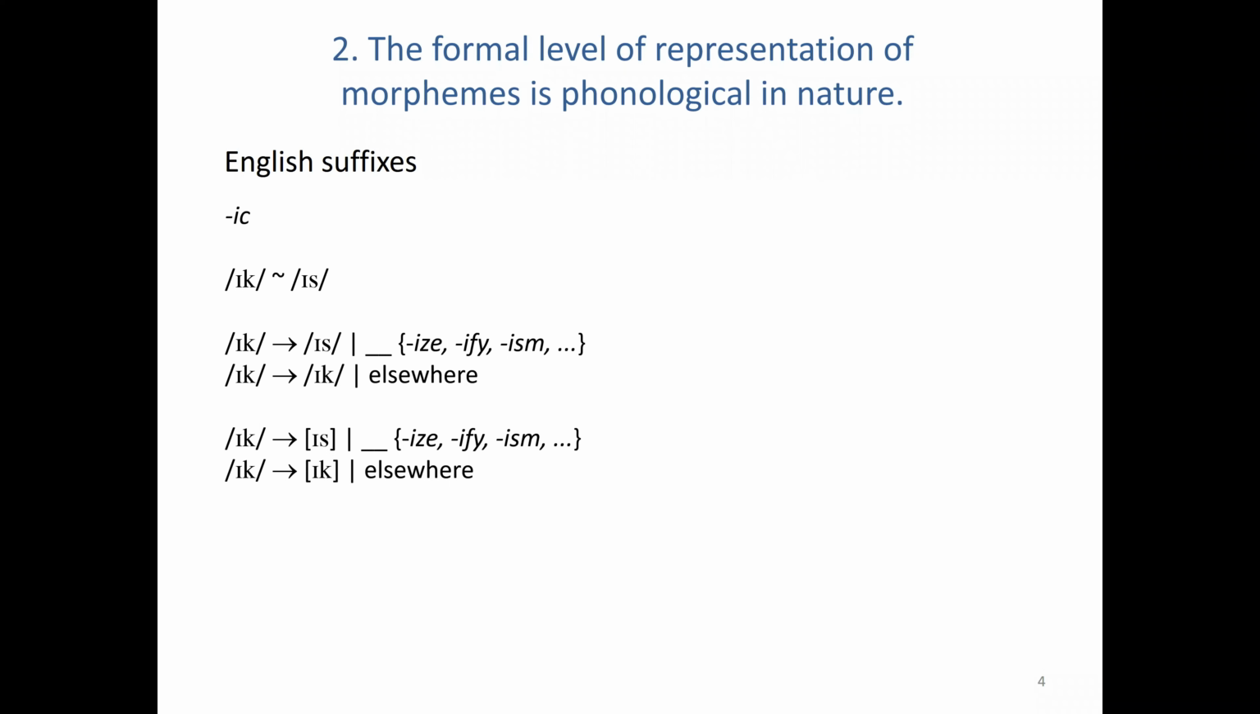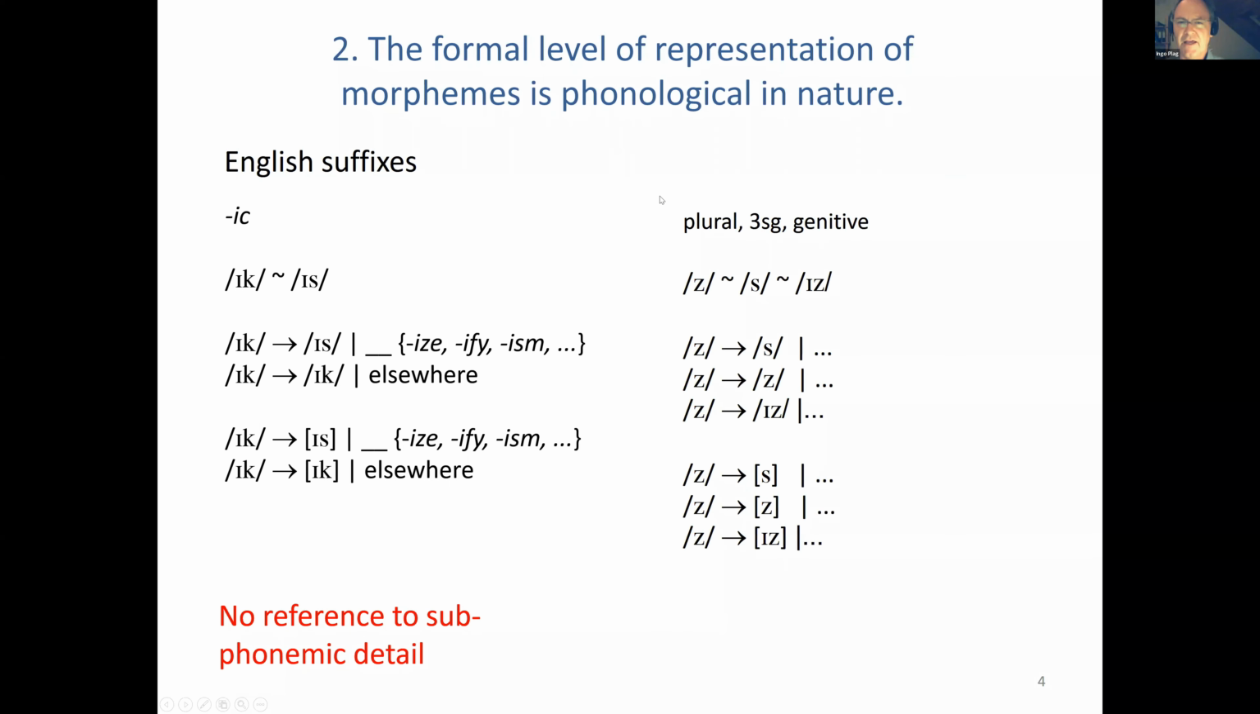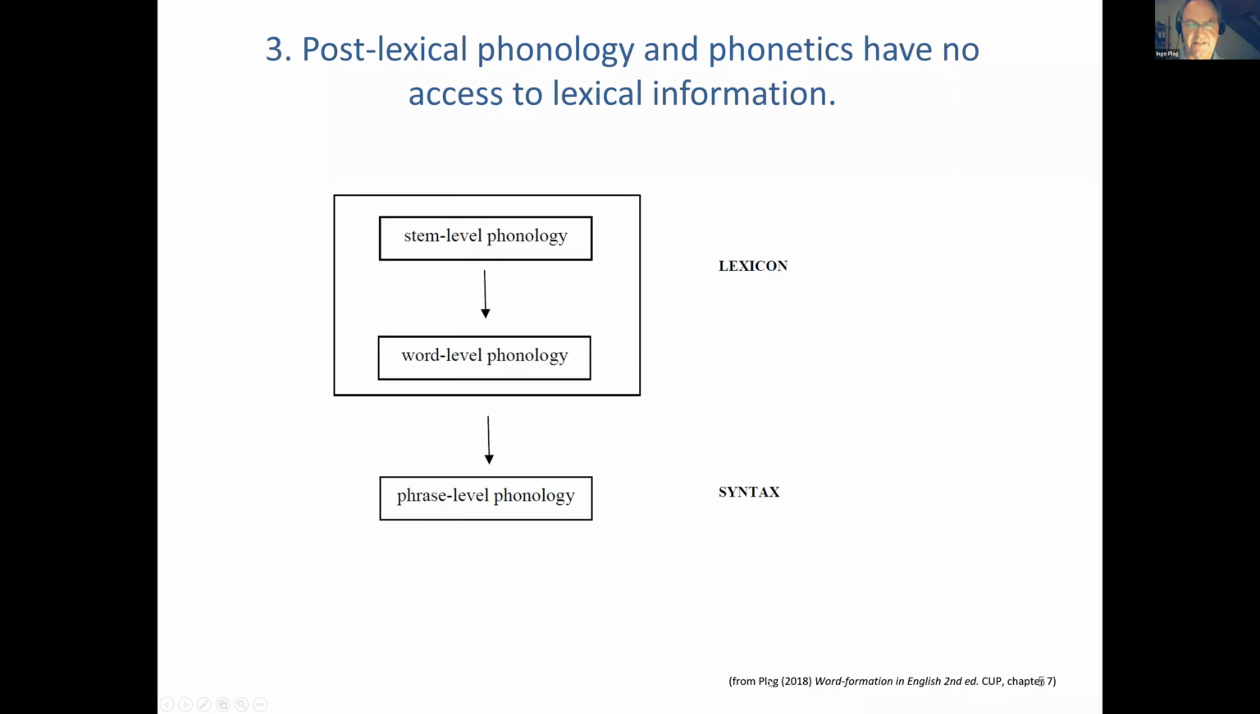The same for the plural, the third singular, the genitive s, which in my own work I have described like this. Again, there's an alternation between z, s, and is, and then you describe the environments, again using either slashes or these brackets to indicate the different levels. But again, no reference to subphonemic detail, and therefore there's nothing to talk about concerning morpho-phonetics.